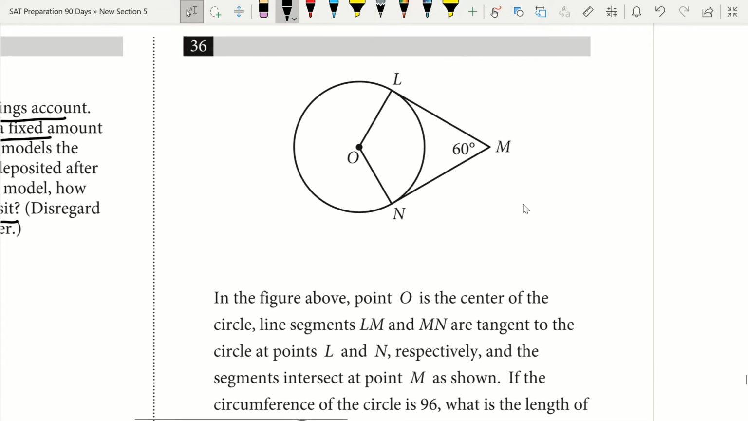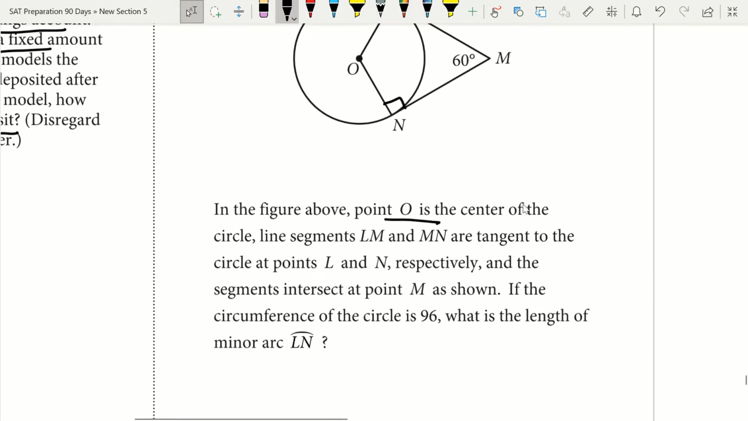So looks like we got a circle here. I see I've got right angles right here, because these are tangent lines. LM is tangent to the circle. MN is tangent to the circle. So that means I'm going to have that right angle there with that radius. So we've got in the figure above, point O is the center of the circle. Line segments LM and MN are tangent to the circle at points L and N, respectively, and the segments intersect at point M as shown. If the circumference of the circle is 96, what's the length of minor arc LN?